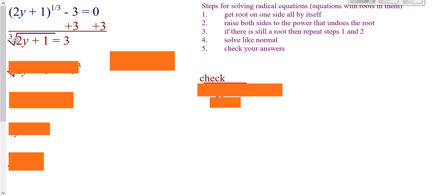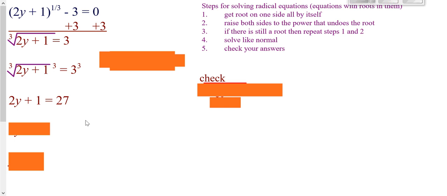If it's a cube root, you'd have to then cube both sides. Cube the right side is 27. Cube the left side undoes your root. Now it's just a nice normal problem to solve by subtracting 1 from each side and then dividing both sides by 2, and we get 13.